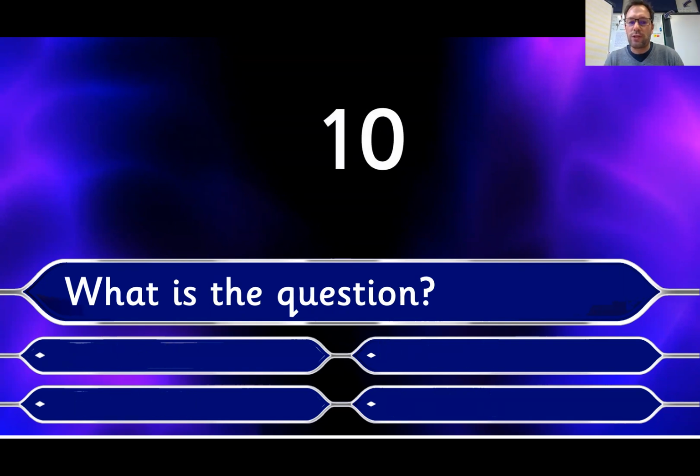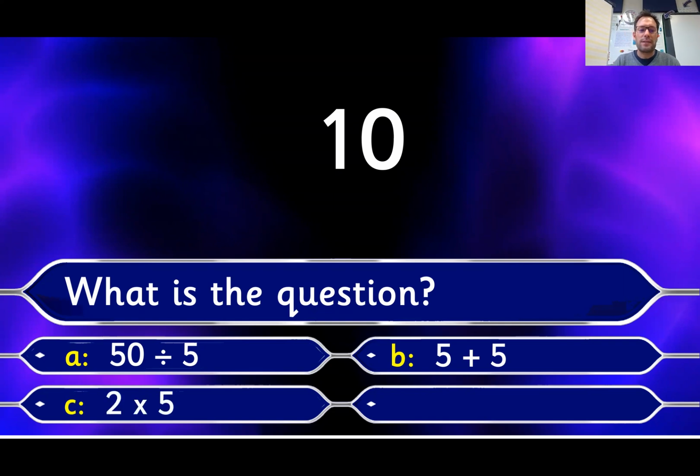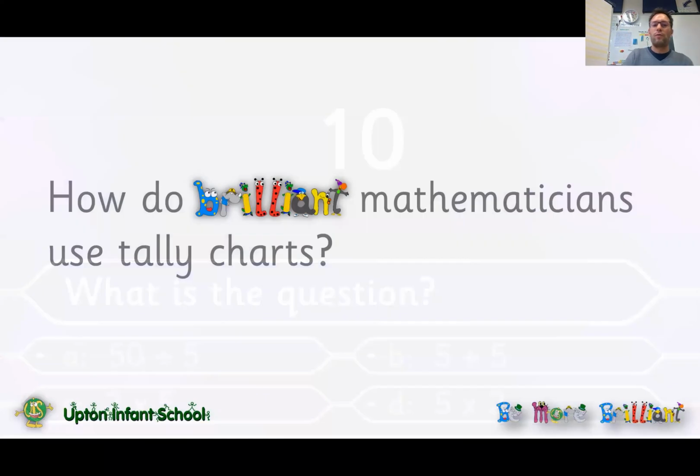And on to our last question. The answer is 10, but what is the question? Is it A, 50 divided by 5? B, 5 add 5? C, 2 times 5? Or D, 5 times 2? Jot down your answer. I might have been a bit sneaky on this one. And the answer is, it's all of them. You could have put any of them. The answer to all of those questions is 10. Well done if you had it correct. And so on with our lesson.